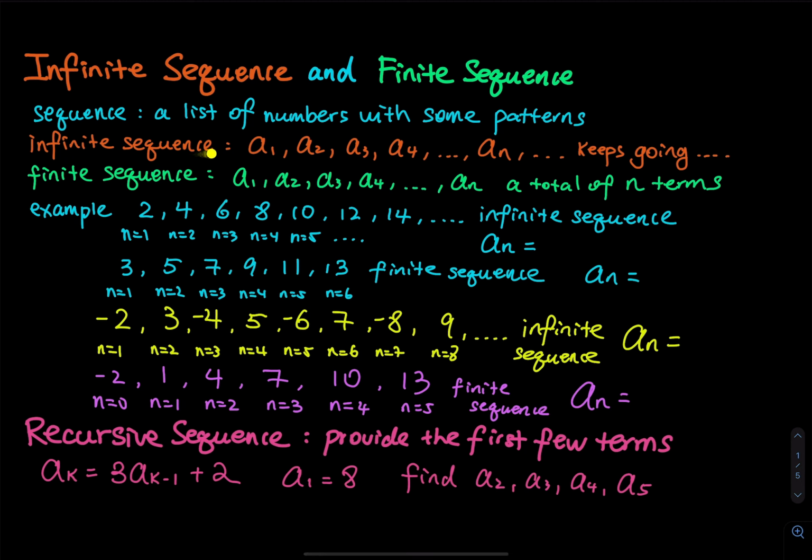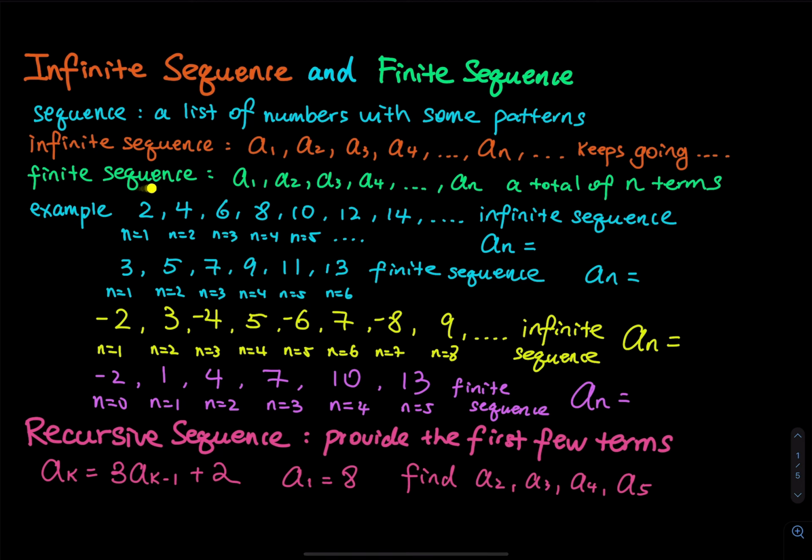For an infinite sequence, we start at the first term. That is A1. A1 is the first number in that sequence, and then A2, A3, A4, A5, all the way to AN. Since this is infinite, we just keep on going forever.